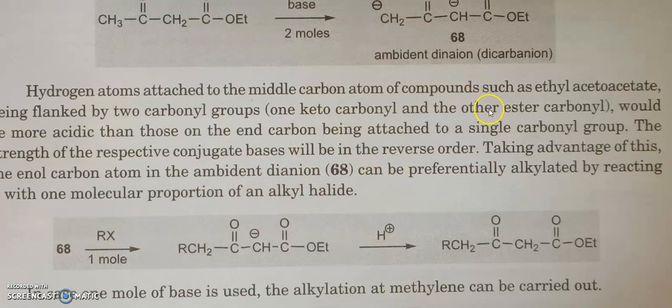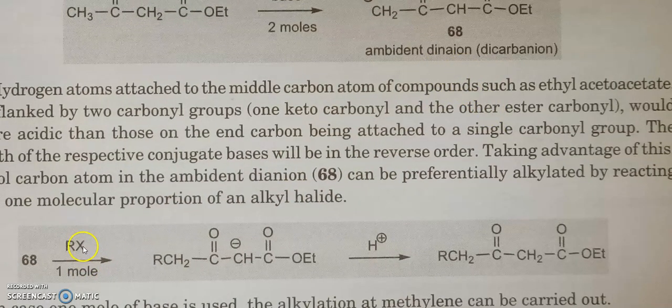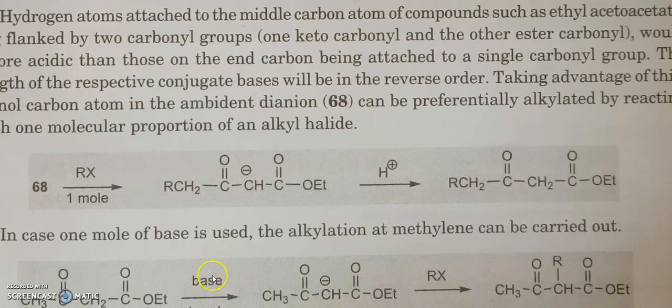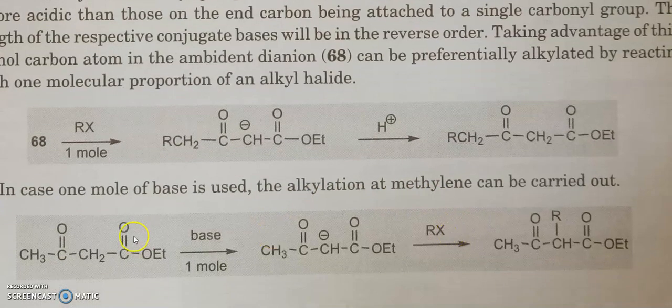So look here, 68, this is the ambident dianion. React with 1 mole RX, here R alkylation, and H plus forms these products. In case 1 mole of base is used, the alkylation at methylene can be carried out. You can see here 1 mole of base, the carbanion forms, and then as usual the alkyl group attacks this carbon. So this is your ethyl acetoacetate. You have the base, 1 mole, formation of this carbanion, then the RX bond will break, R approaches this and X minus will leave.